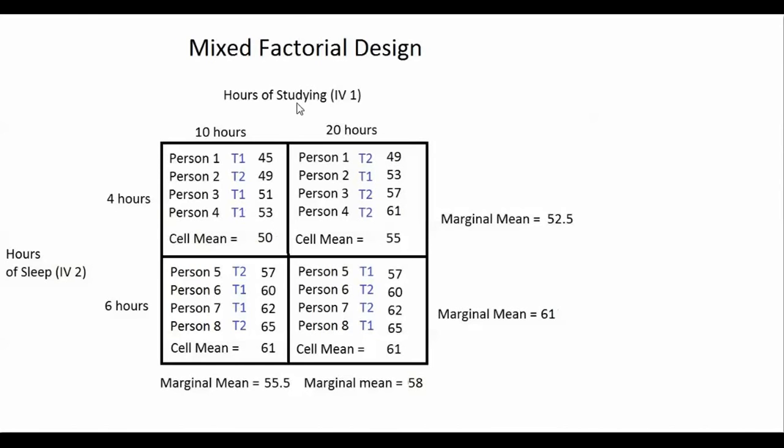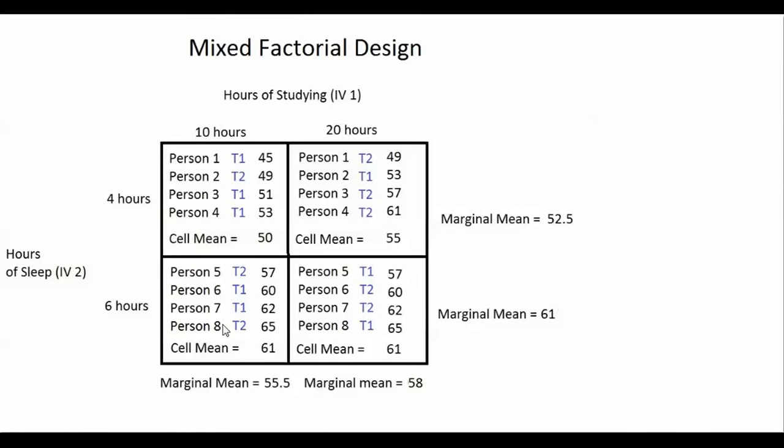So in this example right here, I had 8 total participants. I assigned 4 of them to the 4-hour condition, which is this row right here, and I assigned 4 of them to the 6-hour condition, which is this row right here. And then these 4 participants were tested twice. One time with 4 hours of sleep and 10 hours of studying, and one time with 4 hours of sleep and 20 hours of studying. So these are the 2 scores from person 1. These are the 2 scores from person 2, and so on.